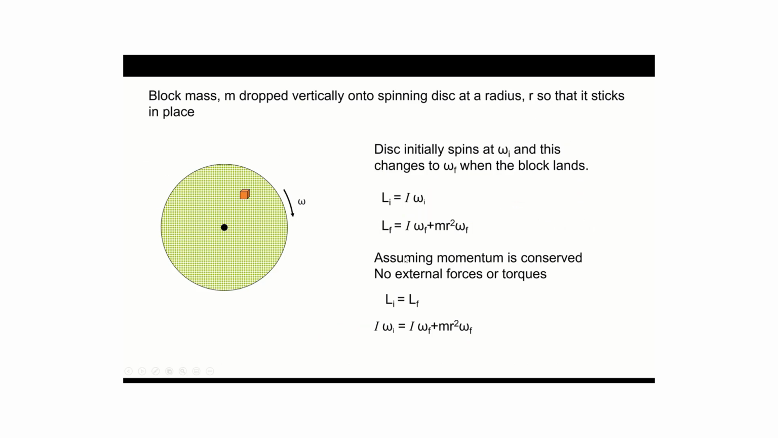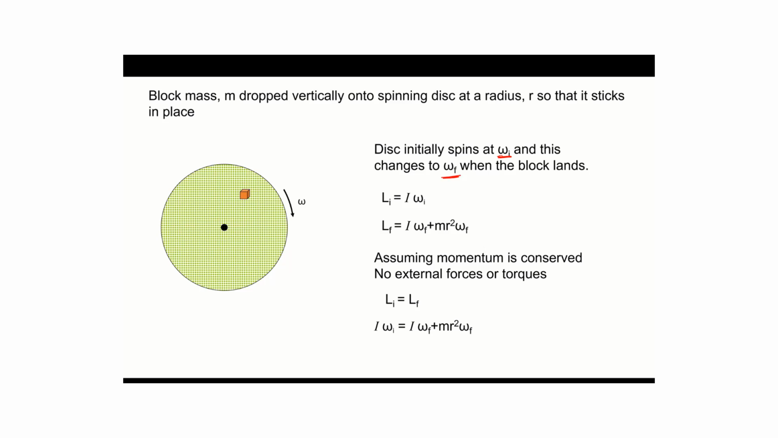This is a different scenario. With this scenario, what we've done is drop the block vertically onto a rotating disc. Now, it's initially rotating at omega I. We drop the block on, and we're saying the block sticks, so it doesn't slide or anything like that, and then it ends up rotating at omega F.